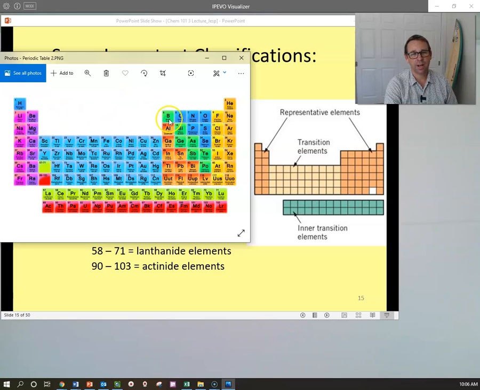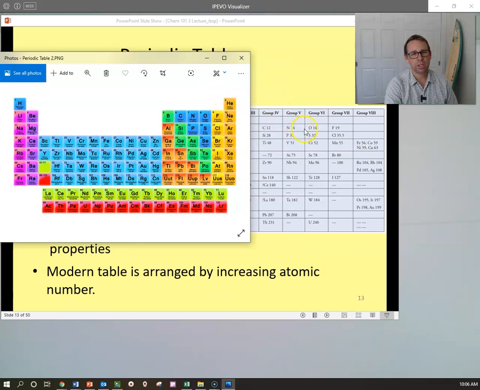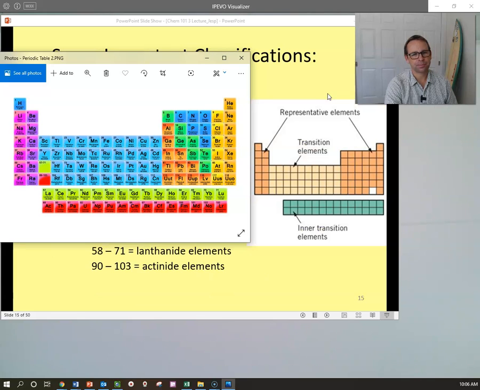So there are a lot of nice, easy, clean-cut rules that these 8 columns, the first 2 and the last 6, can represent well. So they call them the representative elements. And Mendeleev's first periodic table was really just these first 8 columns.